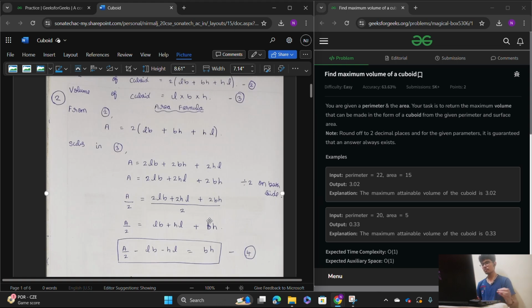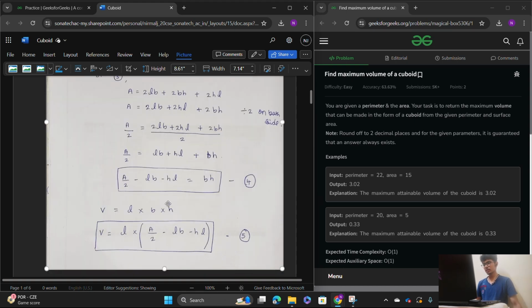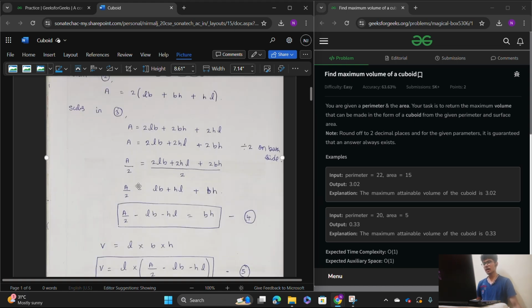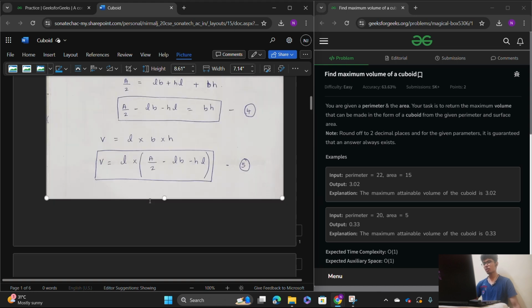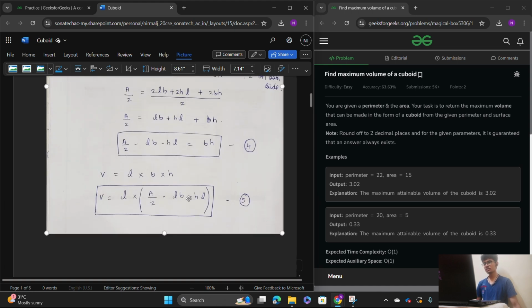From this area formula, I'm going to substitute in my volume. When I substitute, I get V is equal to L into BH. What is BH? From my previous equation, BH is nothing but A by 2 minus LB minus HL. So when I substitute in the volume, I get L into (A by 2 minus LB minus HL). There is no problem in area and volume. From the area, I have formed an equation, and after forming it, I substituted in the volume. So the volume equation is going to be like this.